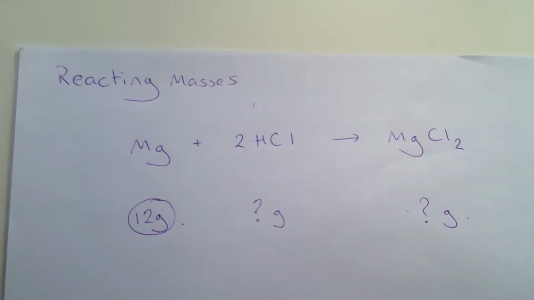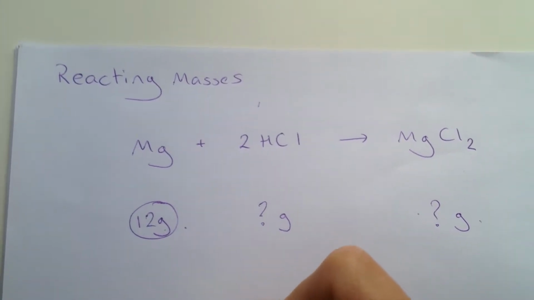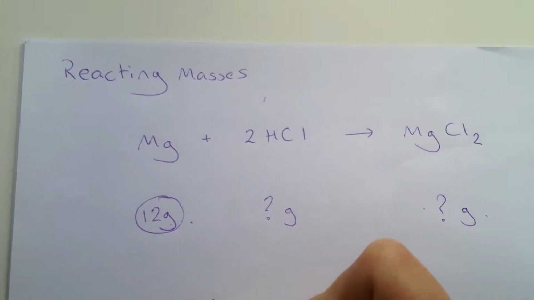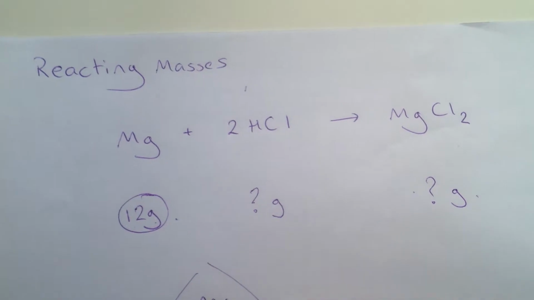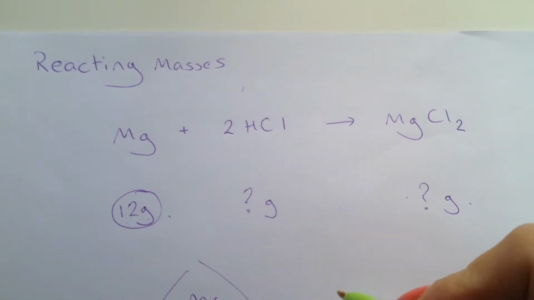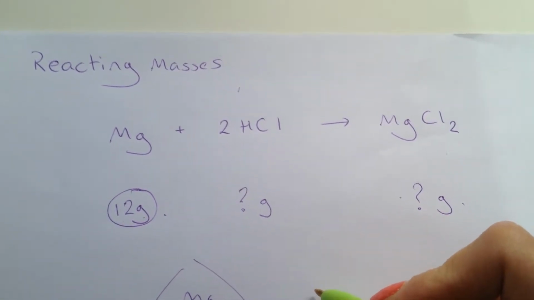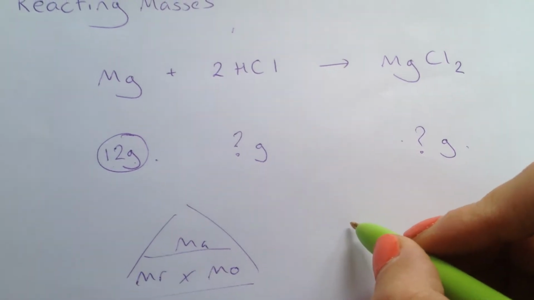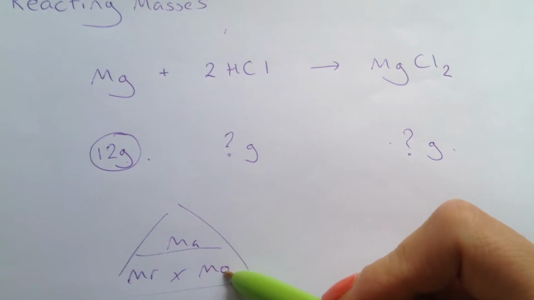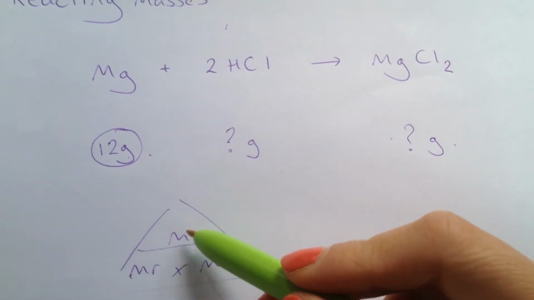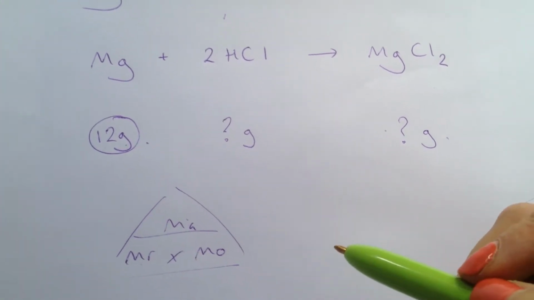The equation that we need to use to do this is: the mass of a substance equals its Mr multiplied by the number of moles. We'll also use: the moles of a substance equals its mass divided by its relative molecular mass.